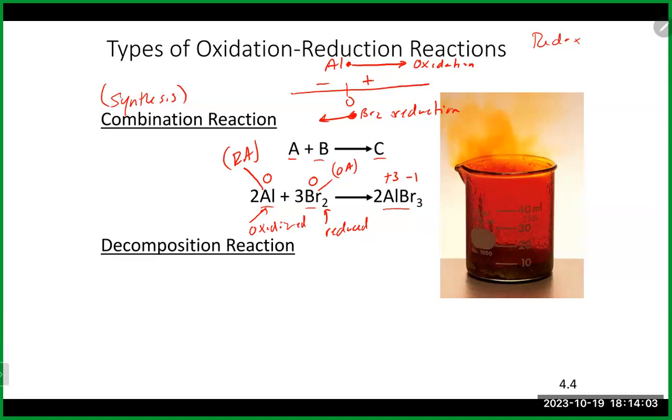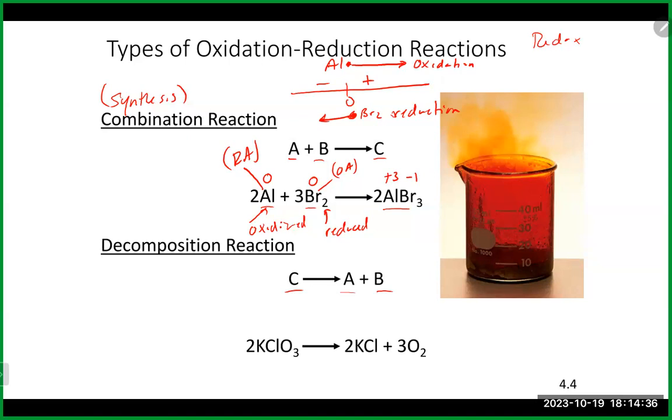The next more specific classification of a redox reaction is pretty much the opposite of this reaction, known as a decomposition reaction. In a decomposition reaction, we take one thing and break it apart into a bunch of things. In synthesis, we put things together, so two things make one. In decomposition, one thing makes multiple things. So it's kind of the opposite. So this is definitely a decomposition reaction, and once again, it is also still a redox reaction.